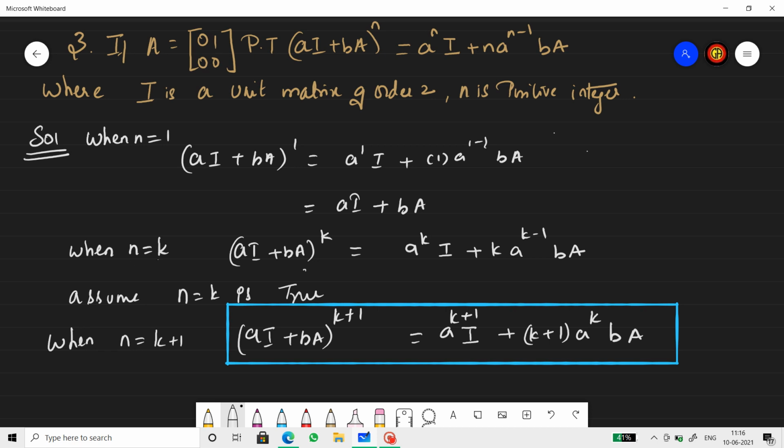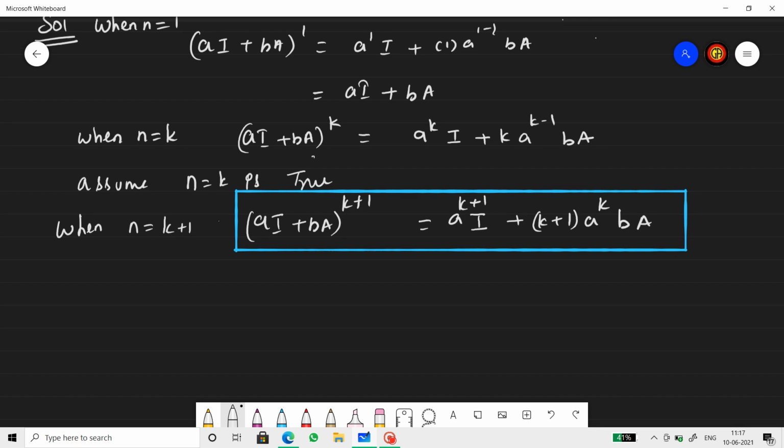Now we get the LHS, right? Hence n equal to 1 is true. The statement is true for n equals 1. Then we consider n equal to k. When we consider n equal to k, it's (aI plus bA) to the power of k, right? Equals a power k I plus k a power k minus 1 bA. As usual, assume n equal to k is also true. Now we need to prove k plus 1 is true.